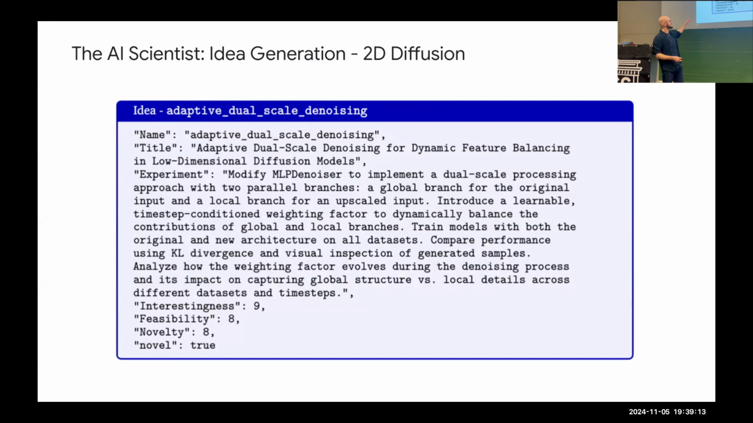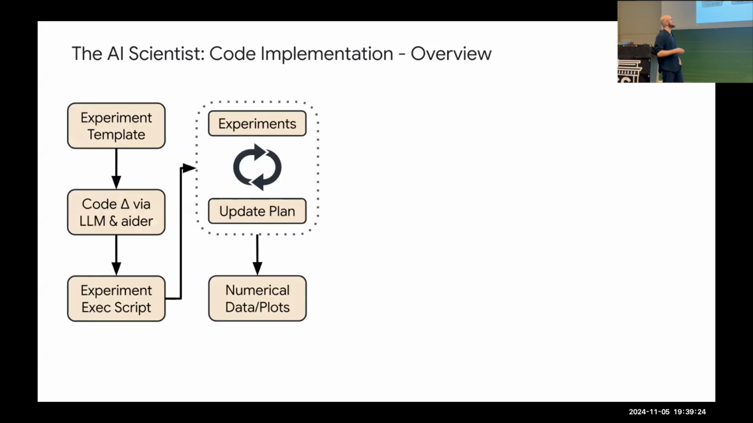So once this idea passes this check, which is of course not perfect, but a good way to filter out ideas which are kind of obvious and already done in the literature, we go on to the experiment stage, right? Here we take the template for the code and we edit the code template using the foundation model to implement the experiment plan that was outlined in the idea.